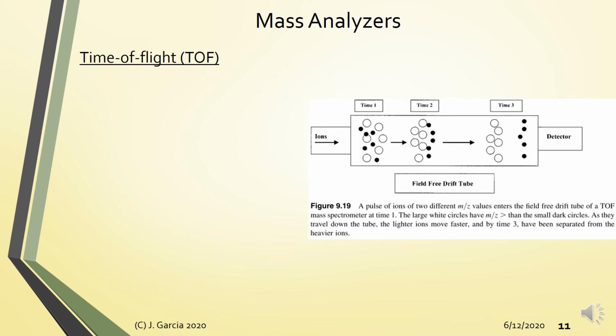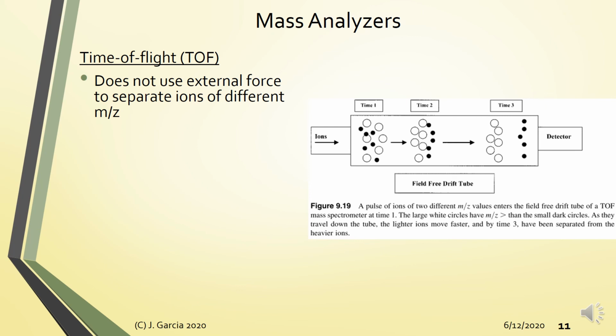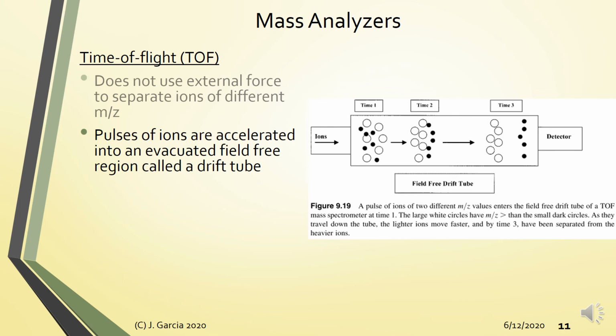Okay, so lastly, you have your time of flight mass analyzer. The time of flight mass analyzer is just a 1 to 3 meter evacuated tube. So it's field free, meaning to say, unlike magnetic sector and quadrupole, there is no electric nor magnetic field. For the TOF, as they like to call it, it does not use external force to separate ions of different mass to charge ratios. The pulses of ions are accelerated from the ionization chamber into this drift tube. The length is again around 1 to 3 meters, depending on the unit.